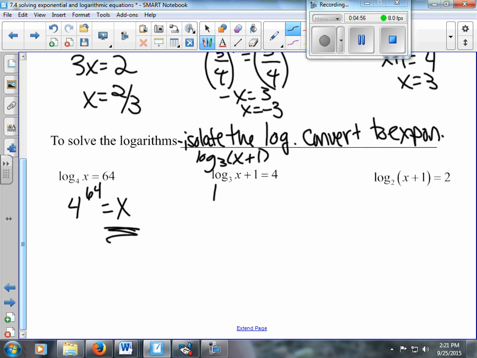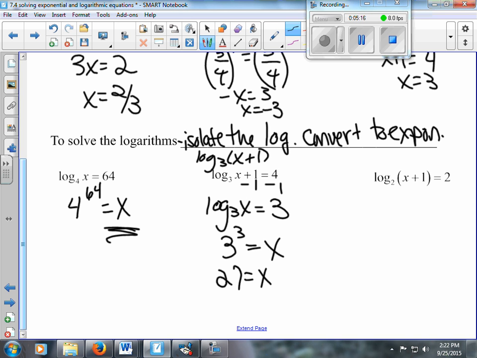So since it's not x plus 1 in parentheses, I need to isolate this logarithm by subtracting 1 from both sides first. Now I have the log base 3 of x equals 3, and the logarithm is isolated. I have only a log on the left, and so I will convert to exponential, and so x is 27.